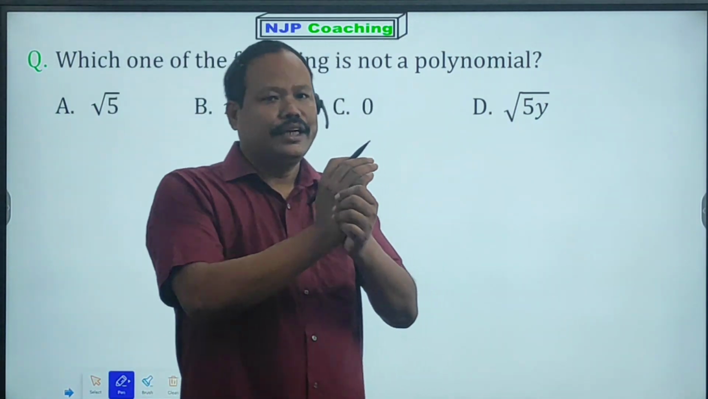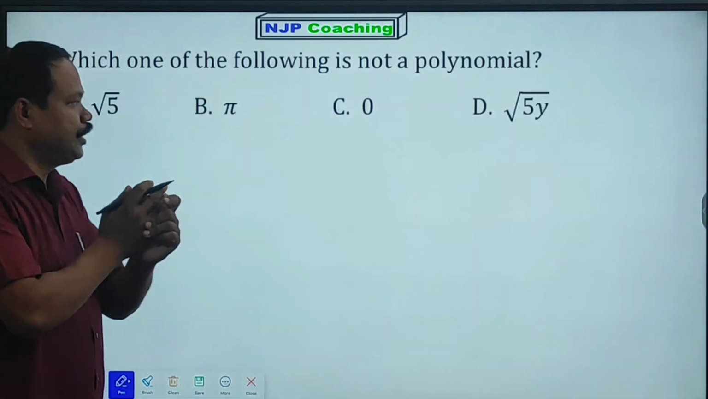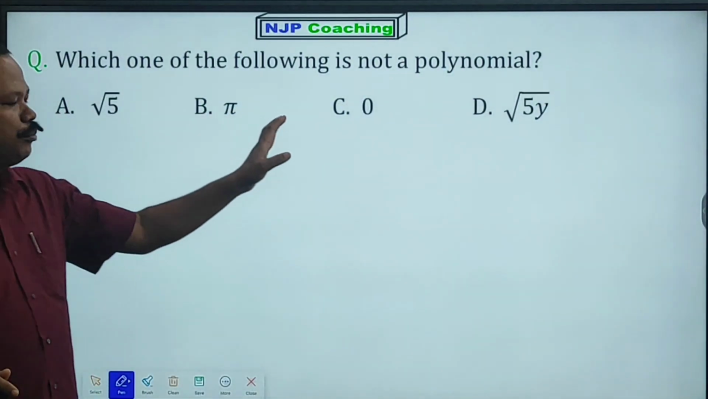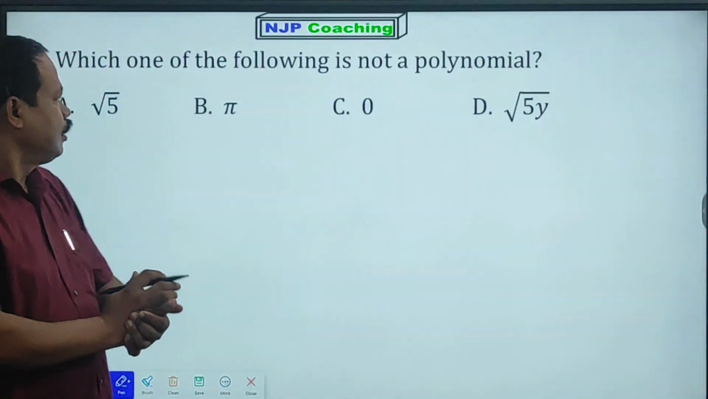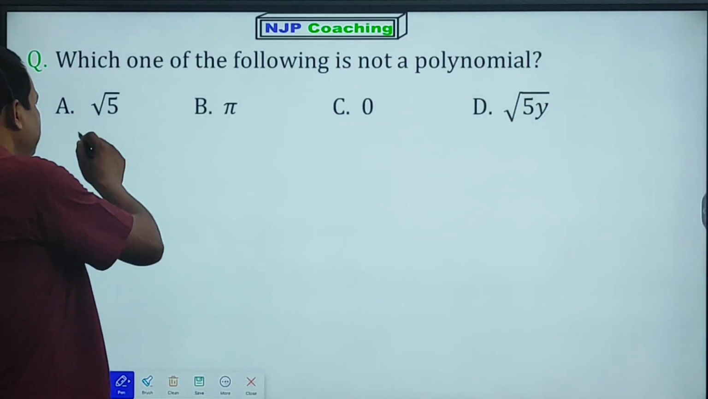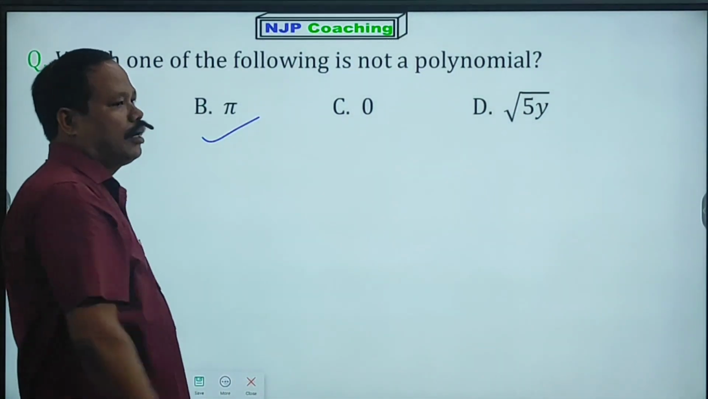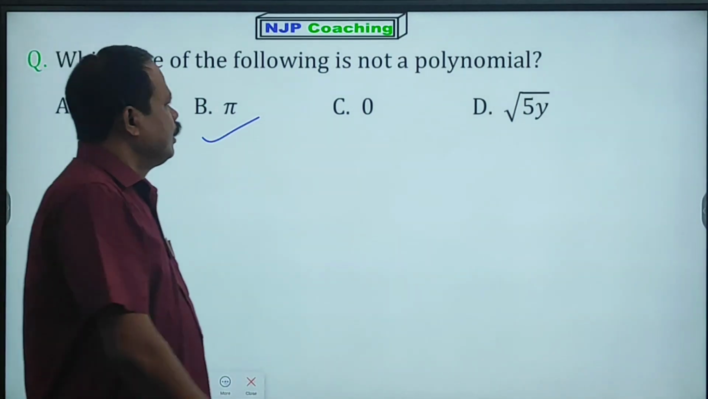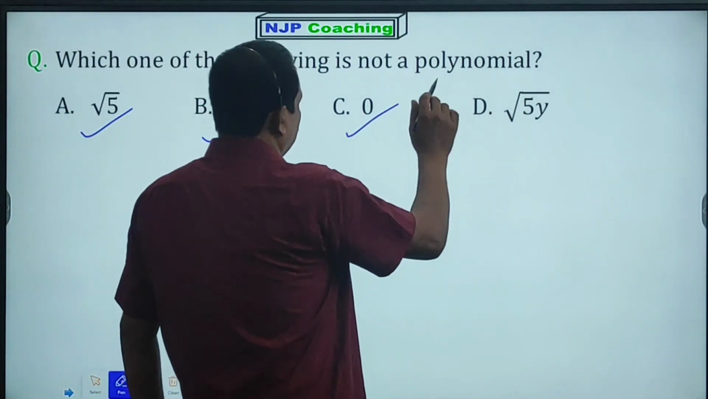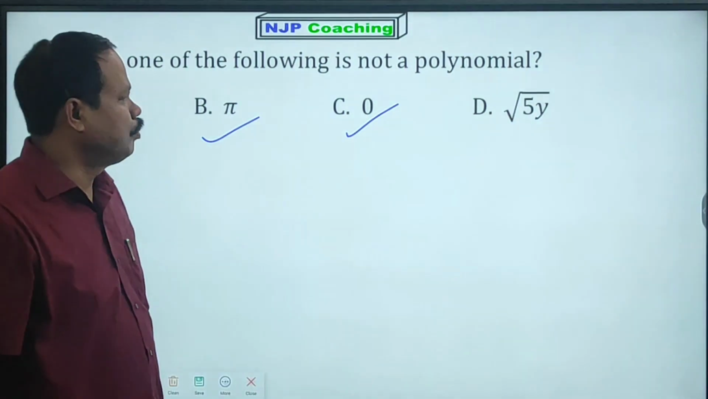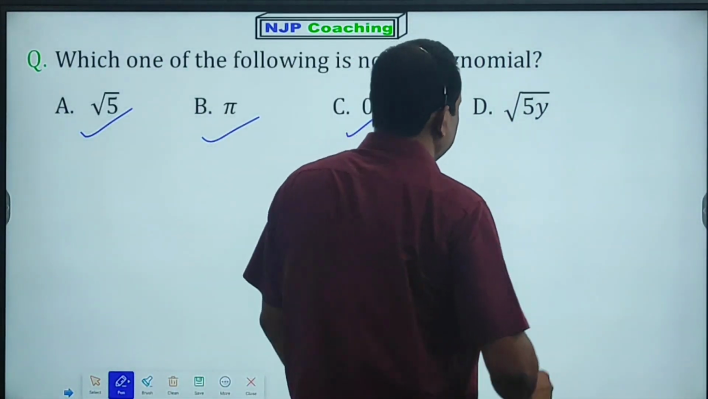That means in the negative sense, all are polynomials except one. So root 5 is a polynomial. This is called a constant polynomial. Pi is a polynomial, a constant polynomial. And 0 is also a polynomial. It is known as the zero polynomial.